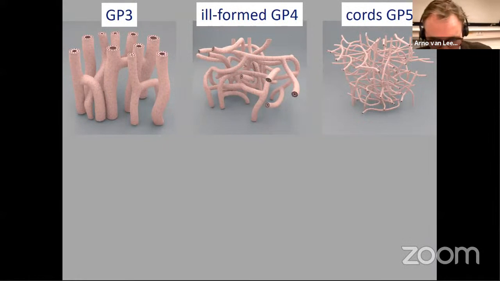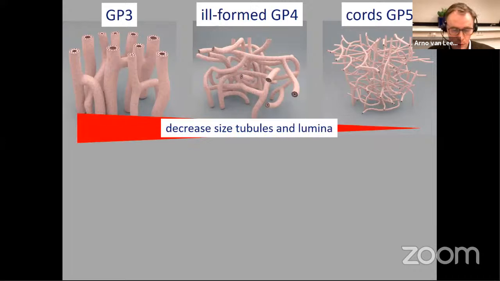Summarizing, Gleason pattern 3, ill-defined pattern 4, and cords pattern 5 form a morphological continuum of a tubular network, with a decrease in tubular diameter. And what is fused pattern 4 then?